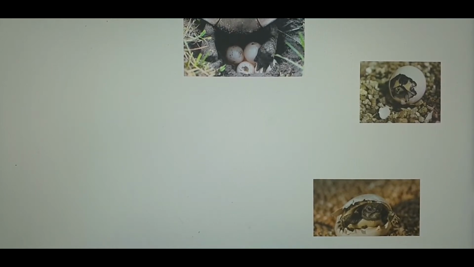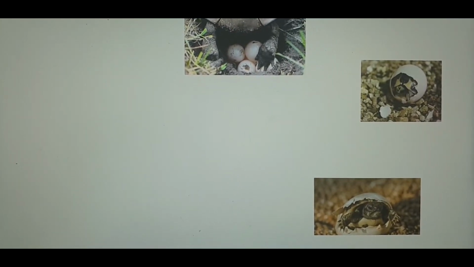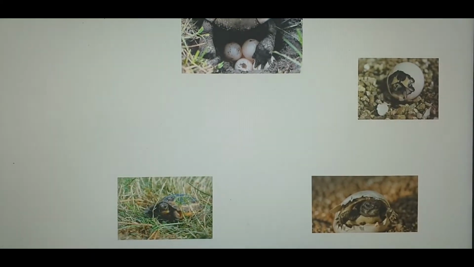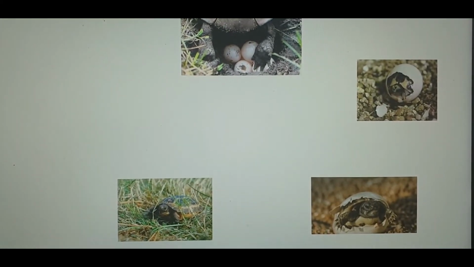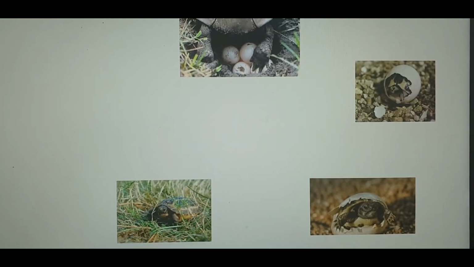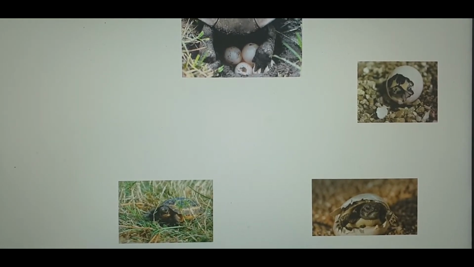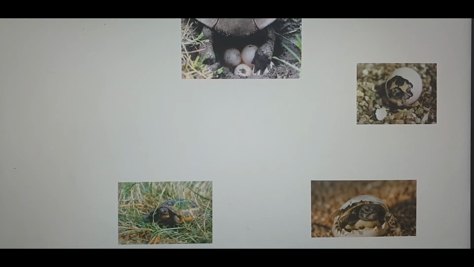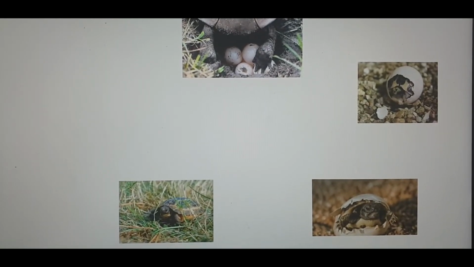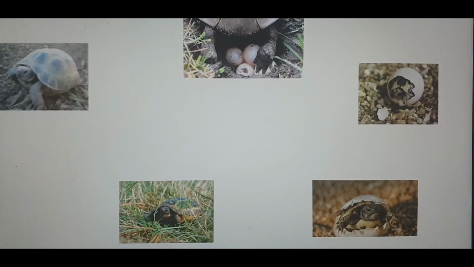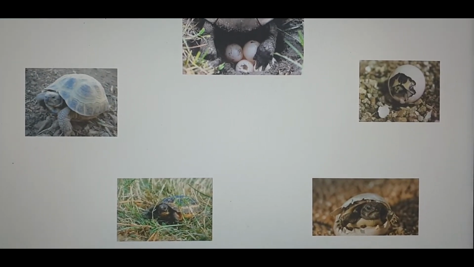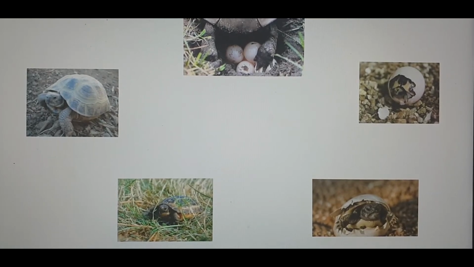The temperature when the eggs are being incubated, buried underground, will determine whether the tortoise is a male or a female. So cooler incubation temperatures produce male tortoises, and the warmer the temperature, the more likely it will be a female. And they can be determined by the size of their tail. So smaller tails are females.